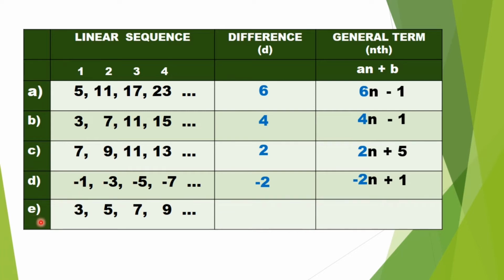Letter E. Sequence 3, 5, 7, 9. Find the difference. 5 minus 3 is 2. 7 minus 5 is 2. 9 minus 7 is 2. So their common difference is 2.